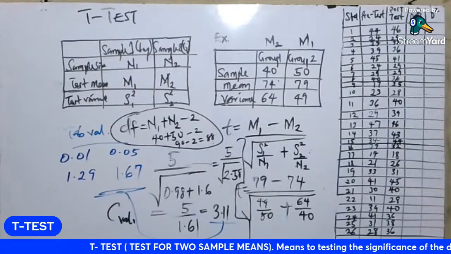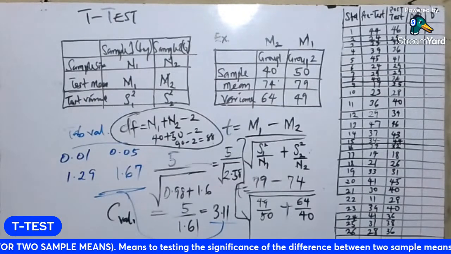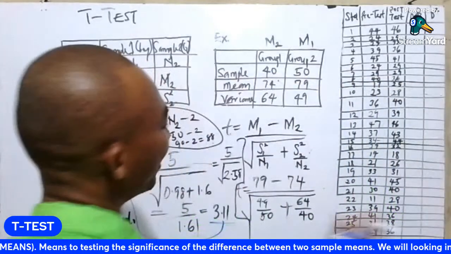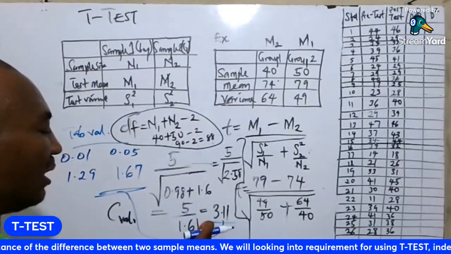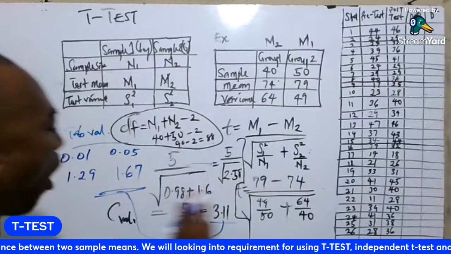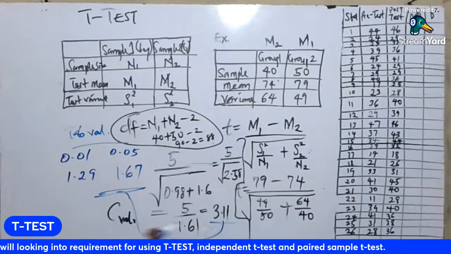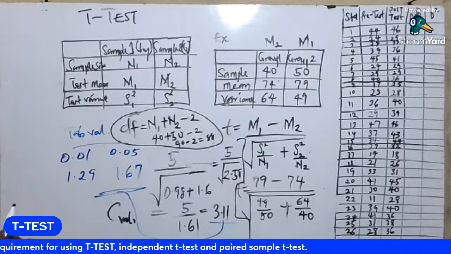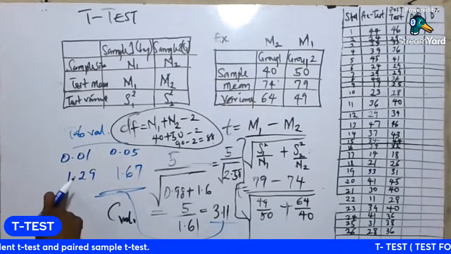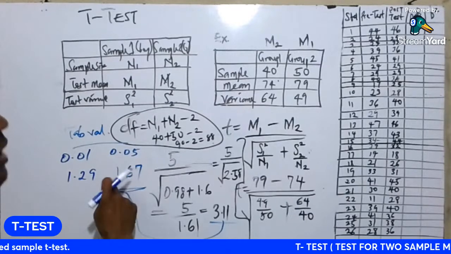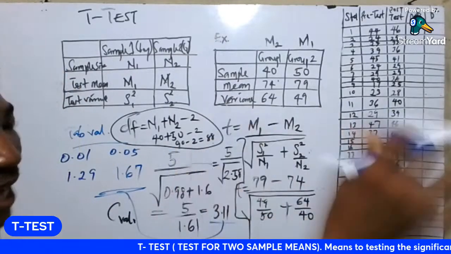Alternative hypothesis. Yes, thank you, Omolade. I'm taking the alternative hypothesis. Why am I taking the alternative hypothesis? Because the calculated value is more than the table value. When you look at it now, 3.11 is greater than 1.29, and is even greater than 1.67. So I'm going to take my alternative.